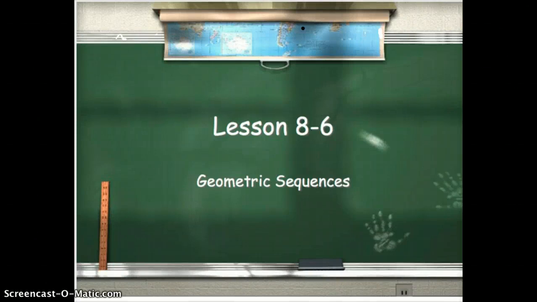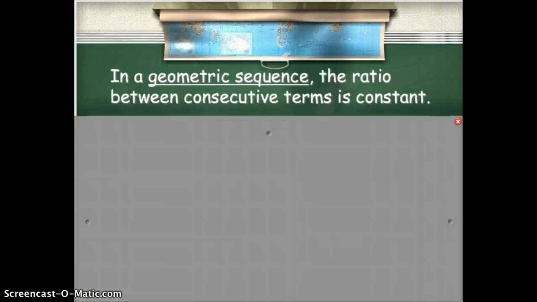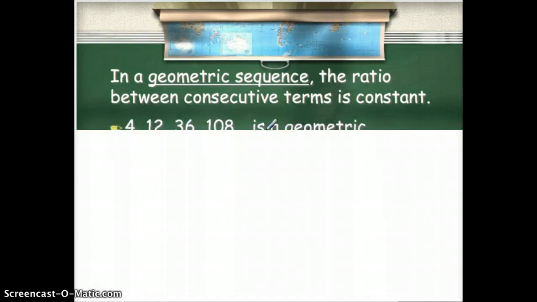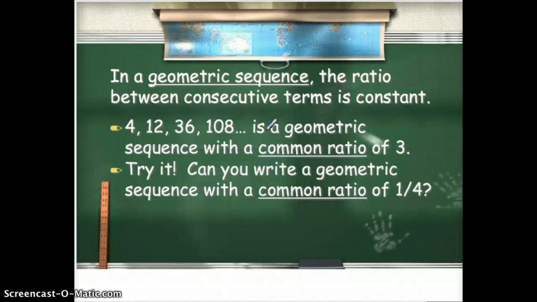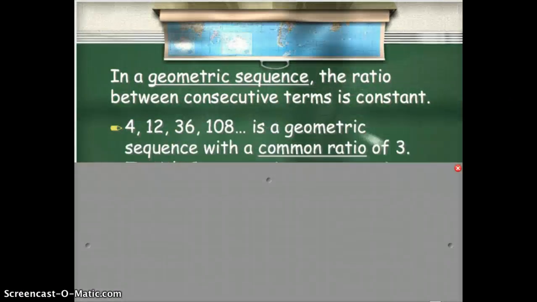So we've already talked about arithmetic sequences earlier this year, and today we're going to be moving on to geometric sequences. A geometric sequence is just a sequence where the ratio between consecutive terms is constant. In other words, if you divide one term by the term before it, you keep getting the same answer every time. So, for example, 4, 12, 36, 108 is a geometric sequence with a common ratio of 3. So, two ways to look at that.